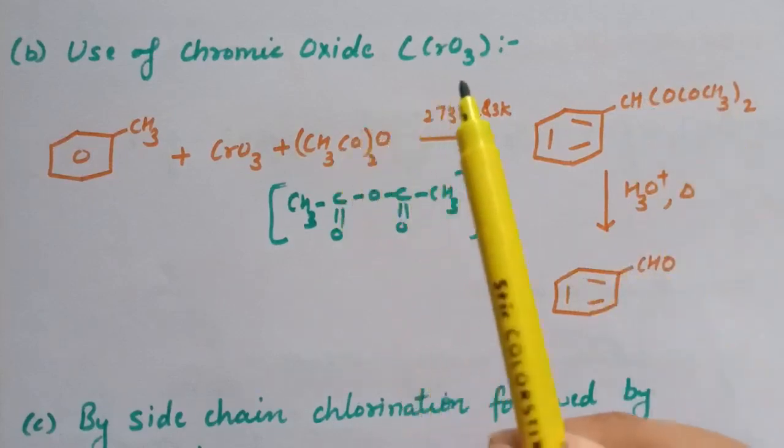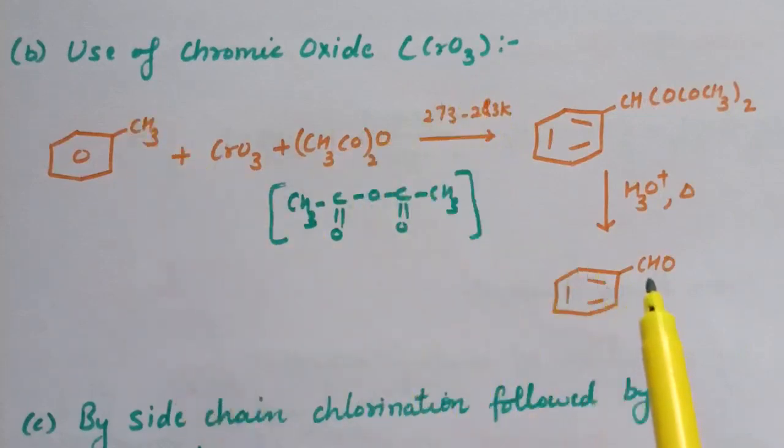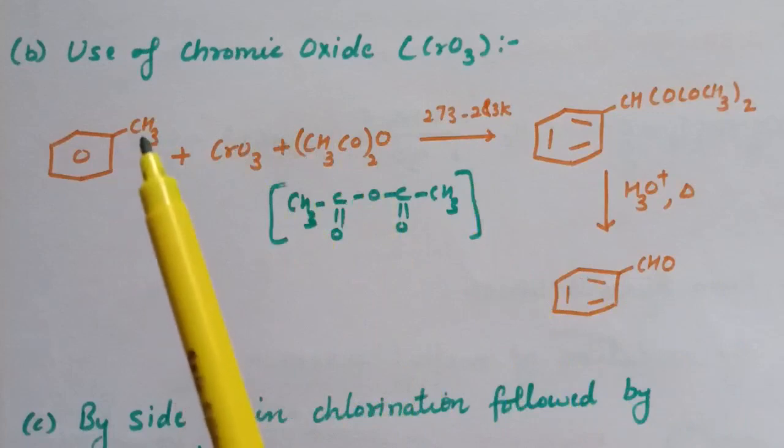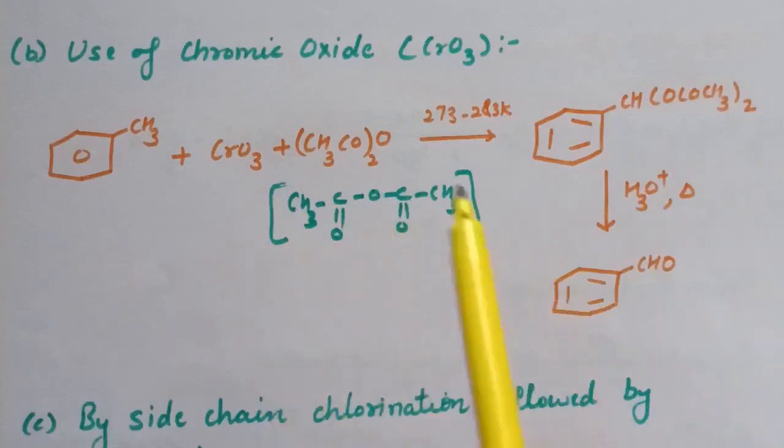So this is the second method by which we can convert the CH3 group to CHO, or you can say that the oxidation of methyl benzene to aldehyde can also take place by this method.